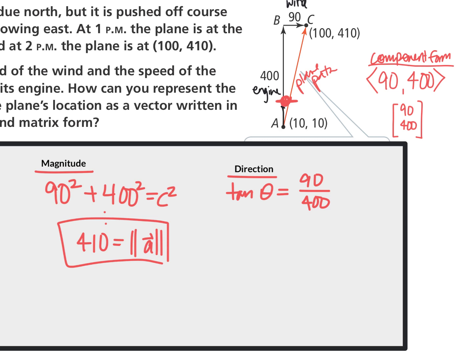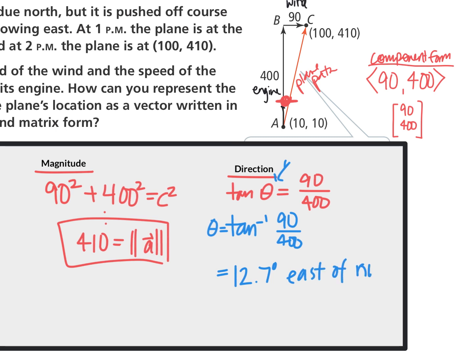And remember, when we're trying to find this quantity that's stuck inside the tangent function, sorry, my pen's not working, we can do tangent inverse that will help us find that theta value. So tangent inverse of 90 over 400, which in our calculator is going to give us 12.7 degrees. Now, this is being pushed 12.7 degrees east of north. We're going to do some more tomorrow where I'll help you figure out exactly where we should be looking to use those degrees.